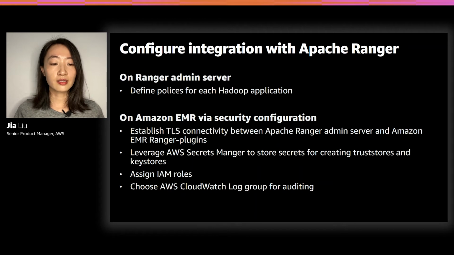First, you need to establish TLS connectivity between the Apache Ranger server and Amazon EMR Ranger plugins. We require you to leverage AWS Secrets Manager to store the secrets that are used to build TLS connectivity. You can then assign the right IAM roles and choose the AWS CloudWatch log group for auditing.